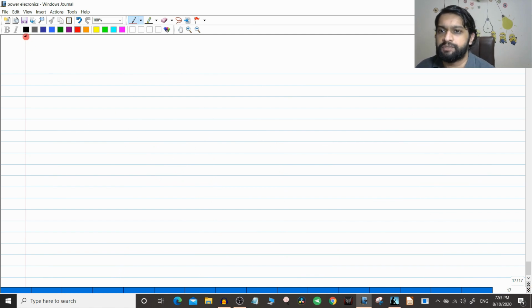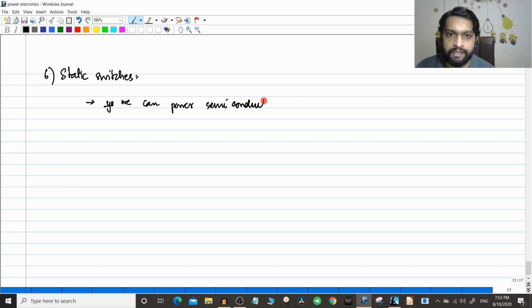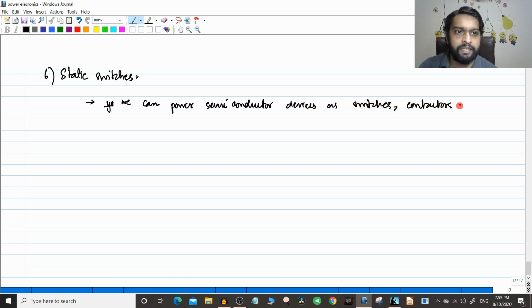And finally, the static switch. See, there is nothing big to explain here. This is just a subtopic. In the static switch, basically, all these power electronic devices can be used as switches, as contactors, etc. So that is the basic idea. We can use the power semiconductor devices as switches or contactors, etc. Because ultimately what you are doing is giving a gate signal and turning it on. That is the way you are controlling all these things.